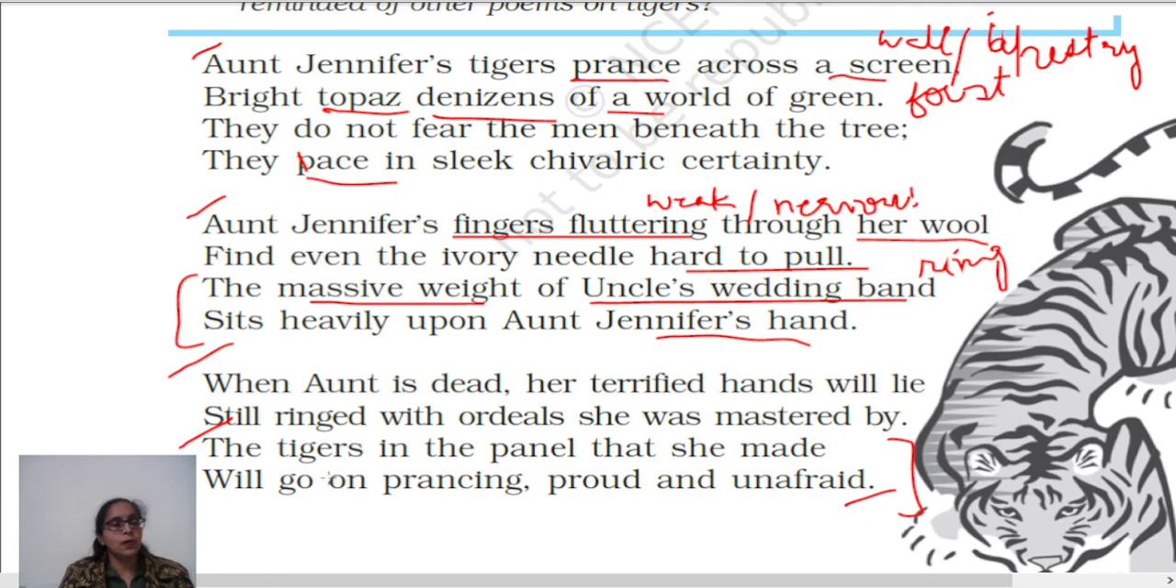So this is all in this poem, and I hope that you have understood it well. And next we will be meeting in the next video, where I will be explaining the literary devices and a few question answers related to the poem. Till then, just keep studying.